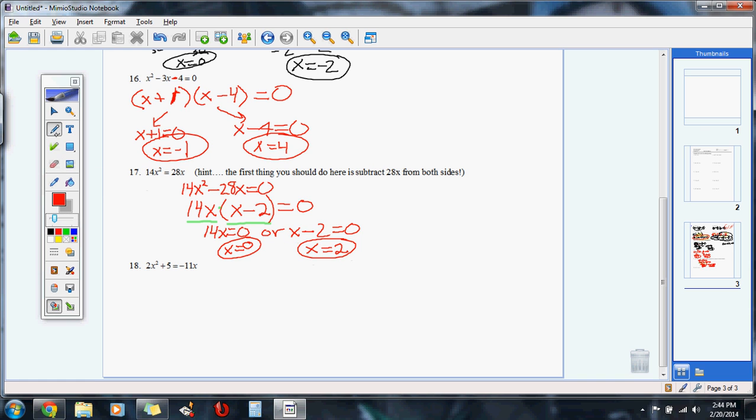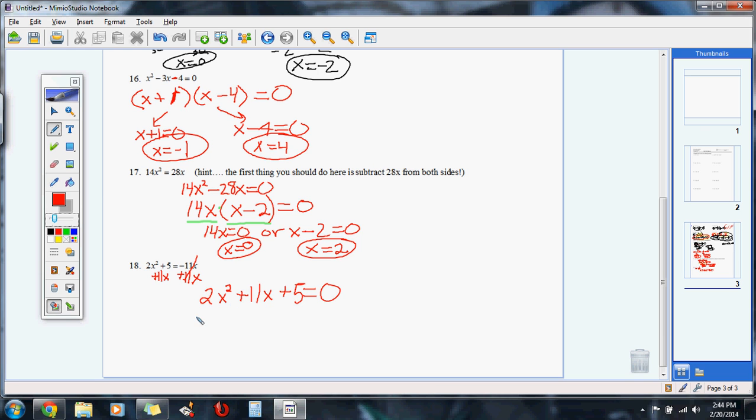All right, last problem. You ask, what do we do first? I will tell you again, you must get one side equal to 0. So I'm going to add 11x to both sides. Now here's the kicker. 0 will be on the right, but on the left side, I want that to say 2x squared, and then I actually want to say plus 11x, and then plus 5 equal to 0. Because I want it to be in this form that I'm used to for factoring.